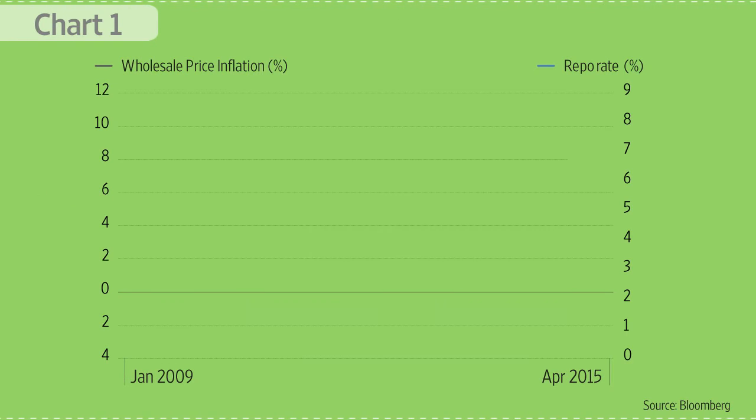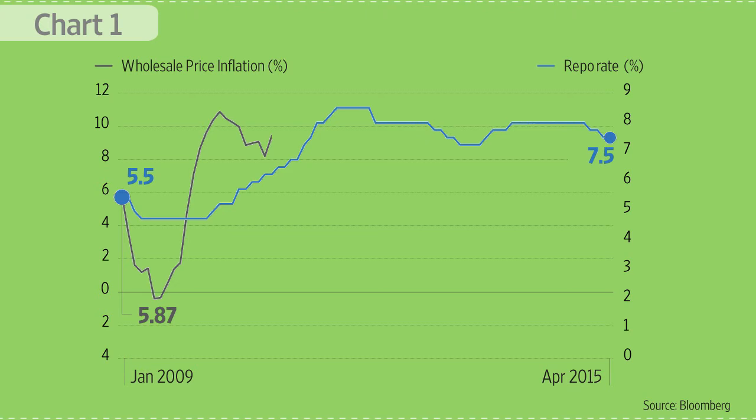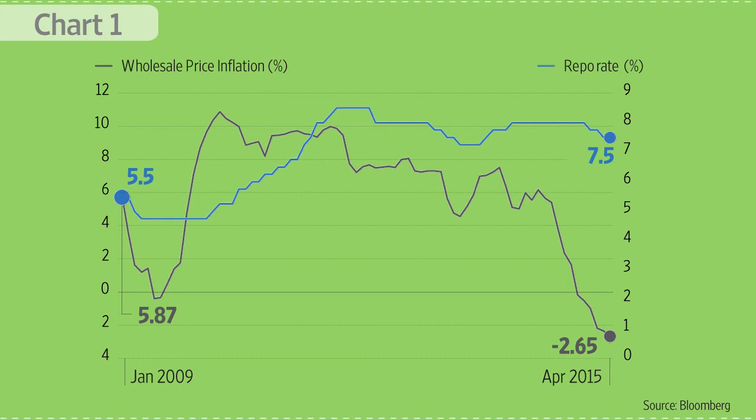This chart plots the wholesale price index with the Reserve Bank of India's repo rate from January 2009. Note that when the wholesale price index had slipped into negative territory in June and July 2009, the repo rate was a mere 4.75%. In sharp contrast, with wholesale inflation negative at present, the repo rate is at 7.5%. If the RBI had continued to follow wholesale price inflation, the contrast between 2009 and now would be glaring.